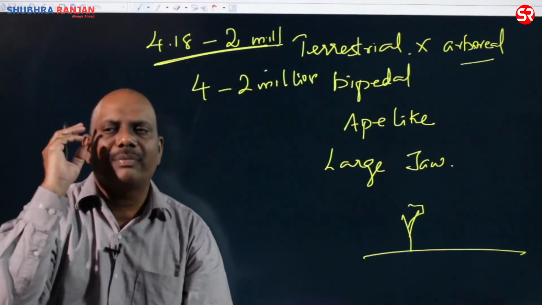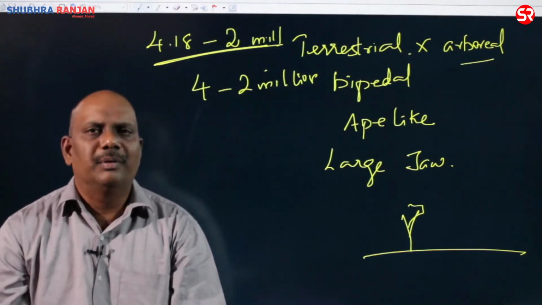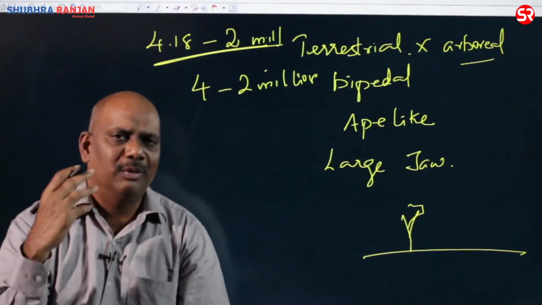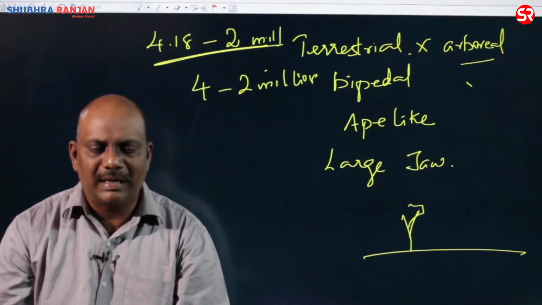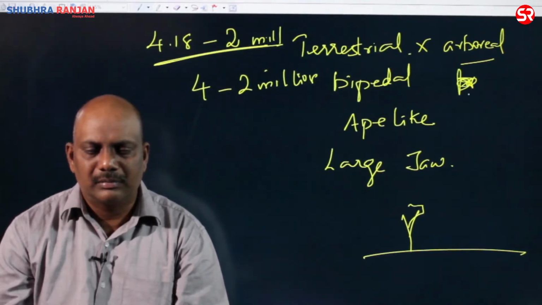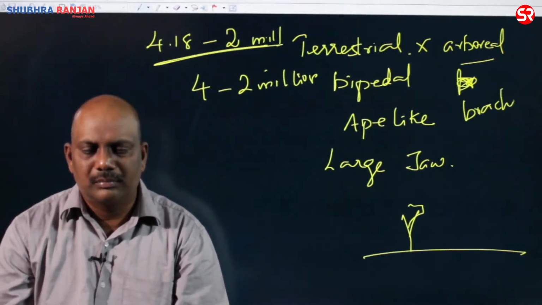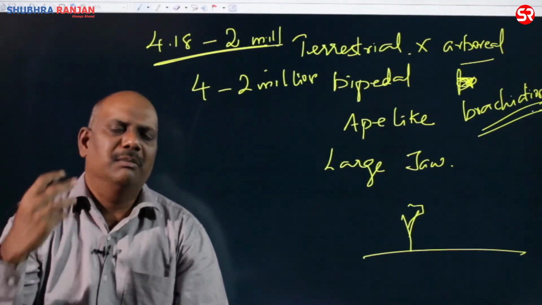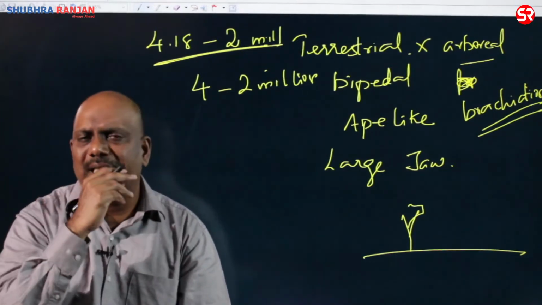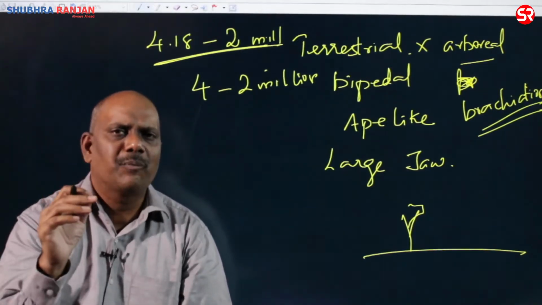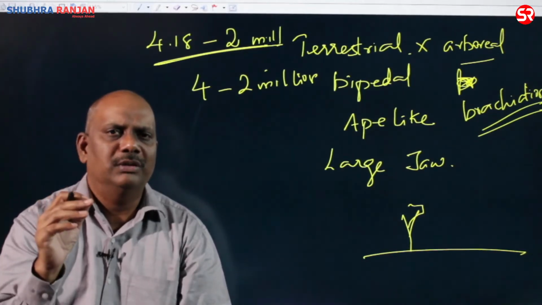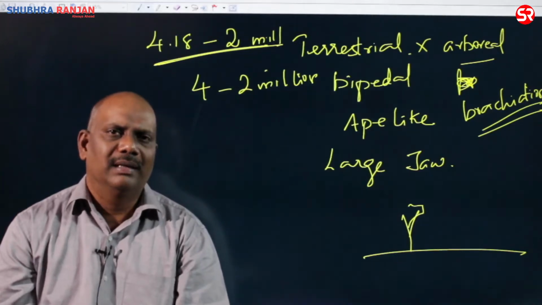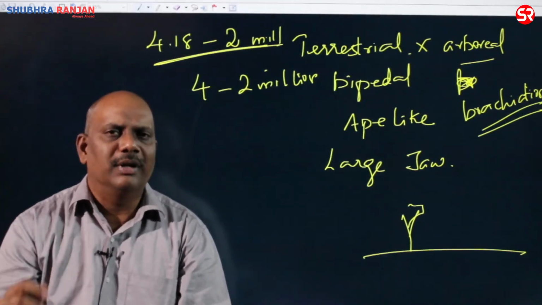Arboreal means living on treetops. So prior to Australopithecus, most of our ancestors were arboreal and they lived by brachiation, that is jumping between branches and branches. Australopithecus was the first ape to have a bipedal locomotion, that is to walk with two legs and to move on the earth's surface. They were not arboreal.